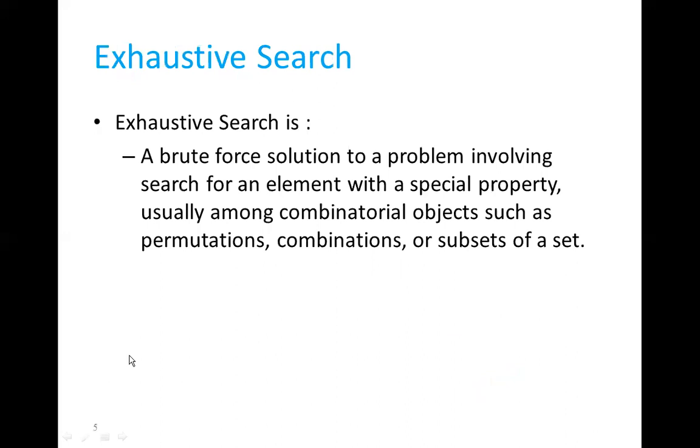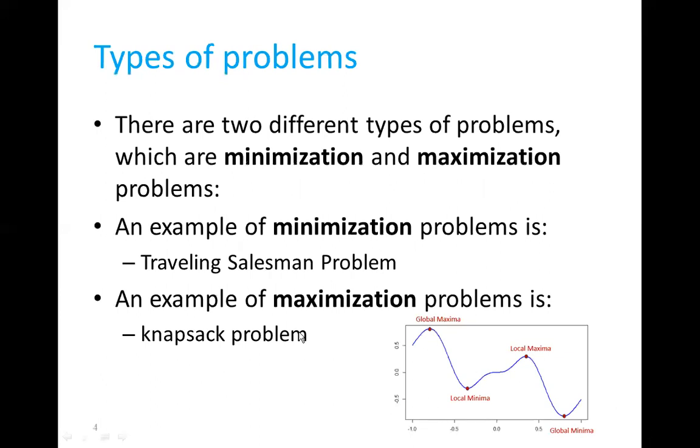So what is the exhaustive search? Exhaustive search is a brute force solution to a problem involving search for an element with a special property, usually among combinatorial objects such as permutations, combinations, or subsets of a set. We have a set of solutions, and we will consider them all. At the end, we will find the global minima or the global maxima.